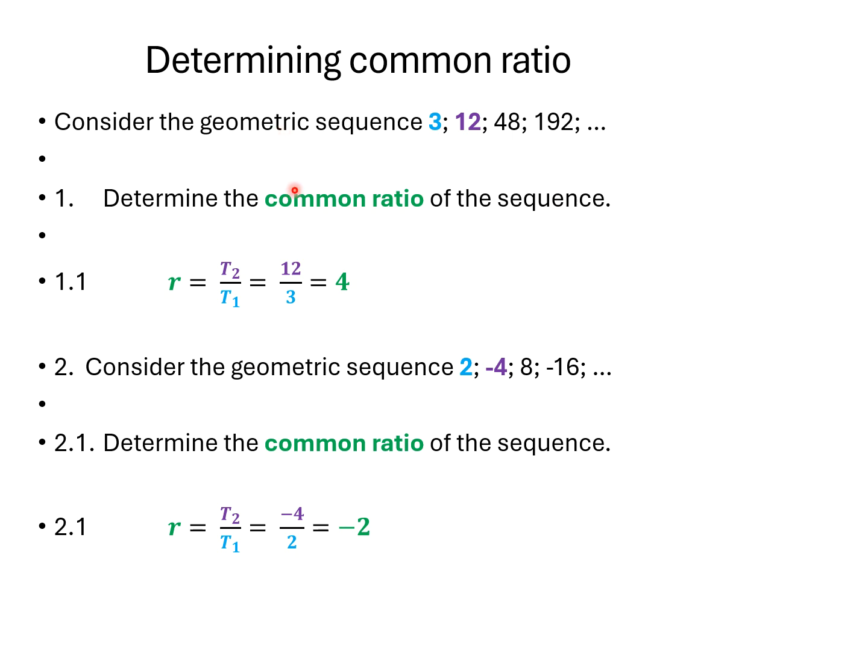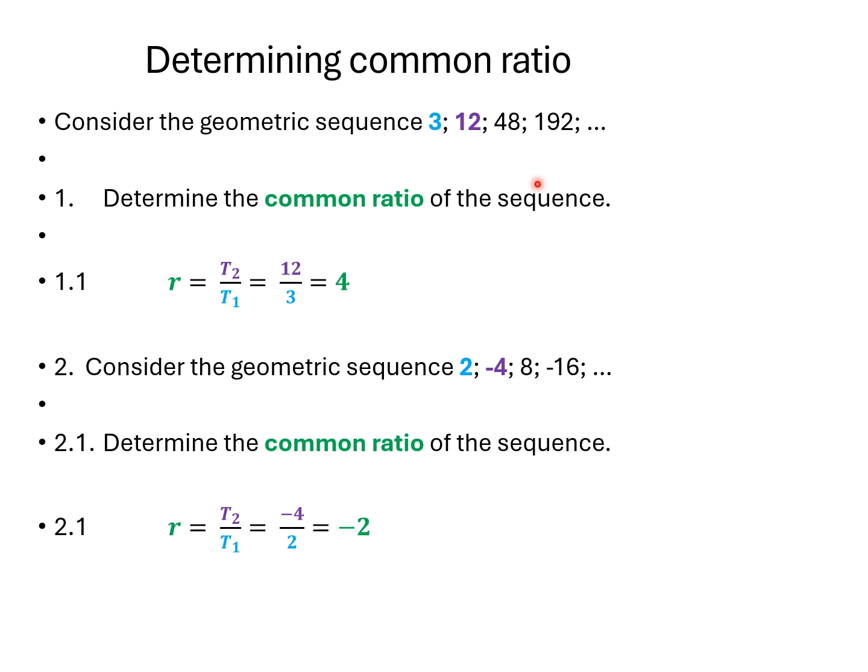So to get the common ratio, we normally say R equals term 2 divided by term 1, or term 3 divided by term 2, or term 4 divided by term 3, in any order, as long as it's right to left. So determine the common ratio of the sequence. I can say 12 divided by 3, which gives me 4. So R equals term 2 divided by term 1. 12 divided by 3 is 4.